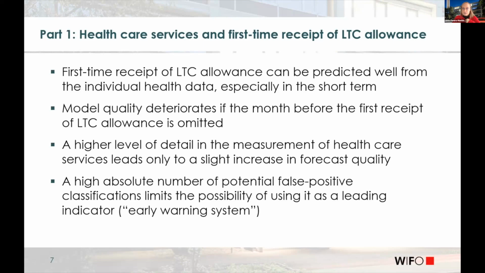In fact, our analysis does not allow that, because the events analyzed are not evenly distributed in the available data, and also not in the underlying basic population. That means that we would have too many false positive classifications, and the model would wrongly assign too many people to the group of first-time recipients.